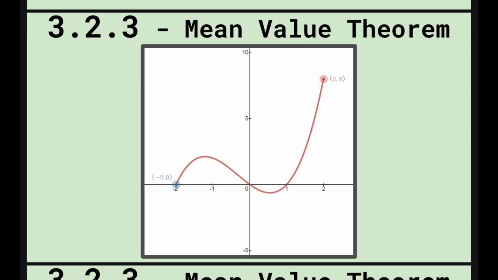There are no sharp turns. It's continuous everywhere, and it's differentiable everywhere except for the endpoints. It can't be differentiable at an endpoint because the derivative has to exist on both sides. It has to agree on both sides. In this case, it doesn't, but that's why it's the open interval for those.